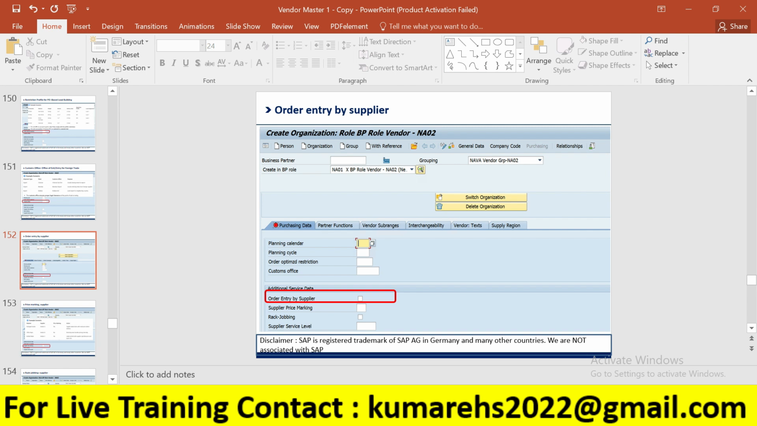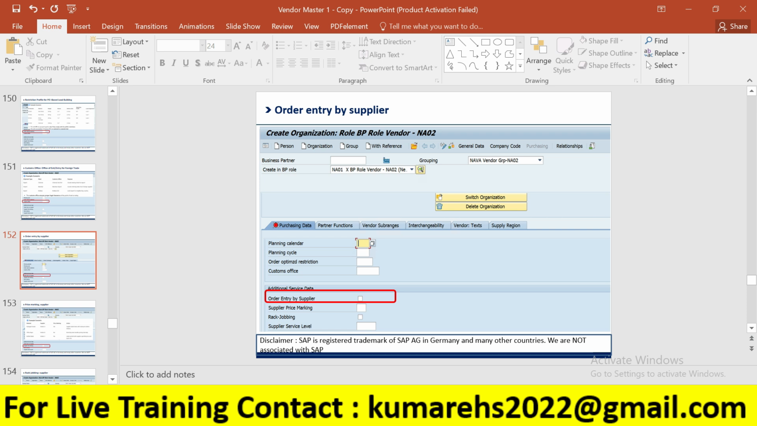So here is the example scenario, there are 3 vendors. Vendor A, VMI, vendor managed inventory, is yes. Order entry by supplier is active. Action: supplier can create orders based on stock levels in SAP. Vendor B, VMI is no. Order entry by supplier is inactive. Purchasing team creates orders manually.